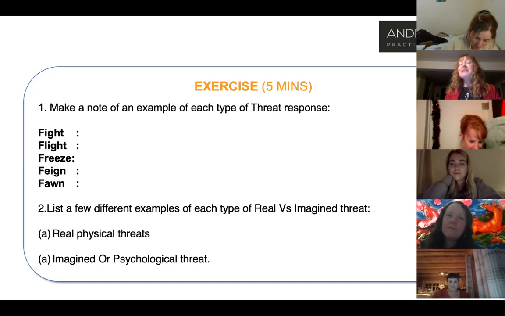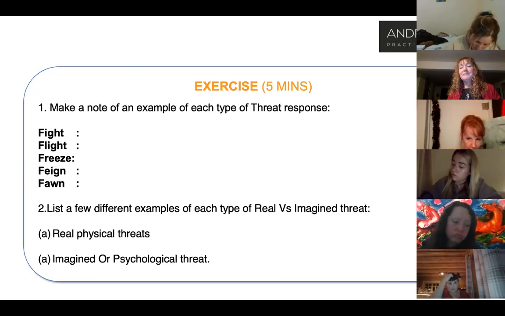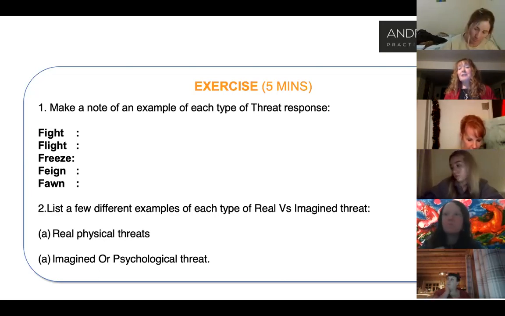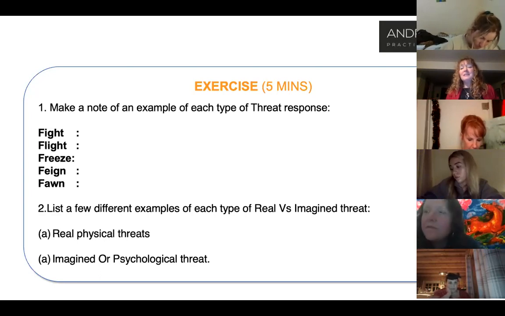Okay, freeze. Being in shock. So that's a kind of rabbit in the headlights, just not being able to literally freeze, not being able to move. Not making decisions.